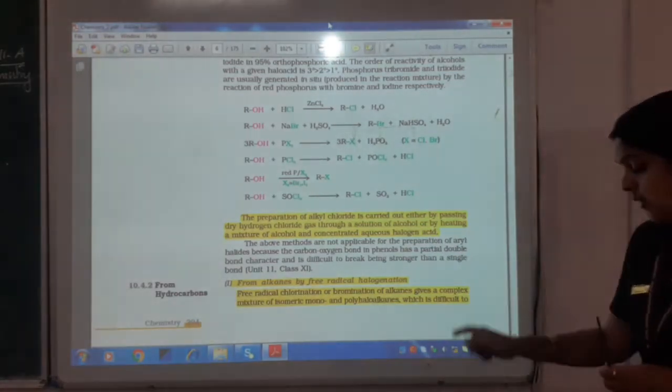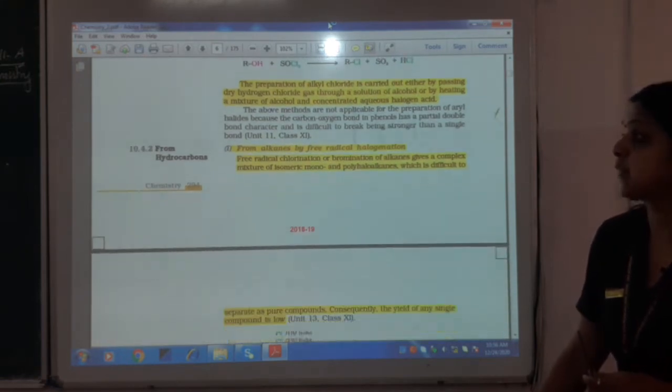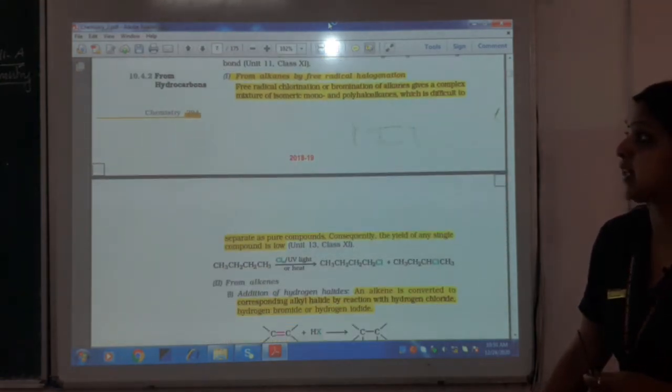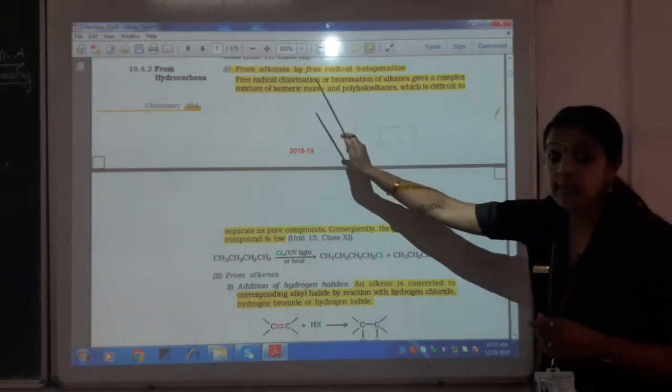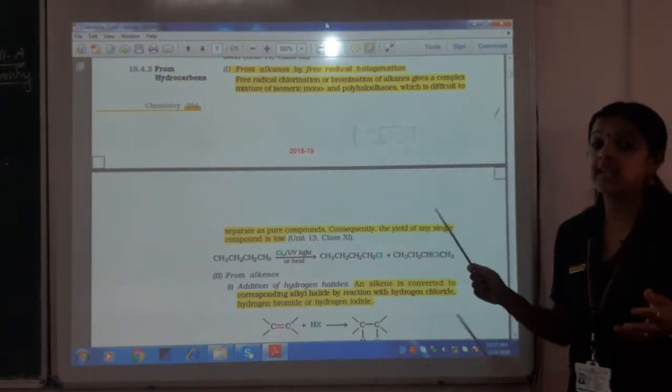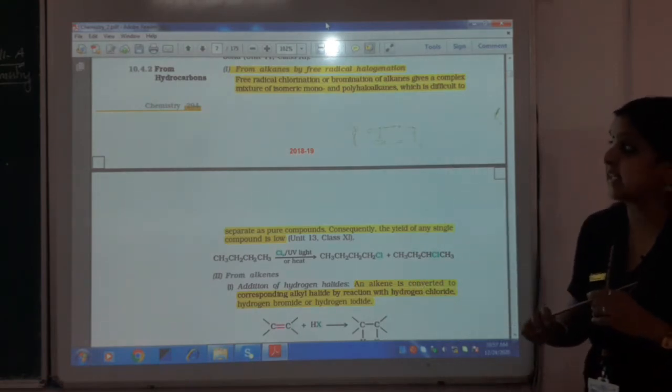So now the first preparation, from alcohols, is over. The next one is from hydrocarbons. So let us see what happens from hydrocarbons. Hydrocarbons are nothing but alkanes, alkenes or alkynes, but here we are going to see only alkanes.